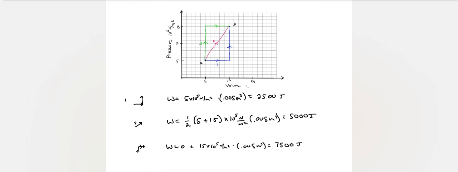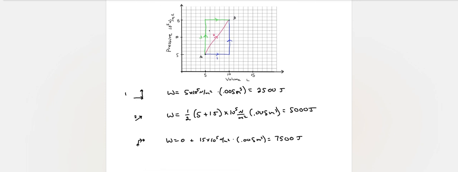Okay, path 3. That's this one right here. So the first part of the path is this vertical chunk right here. And there was no work done because there's no area under the curve, hence the first 0 here. And then the work done along this path is this rectangular area right here, which hopefully I've done right. All right, height times width, and I get 7,500 joules.